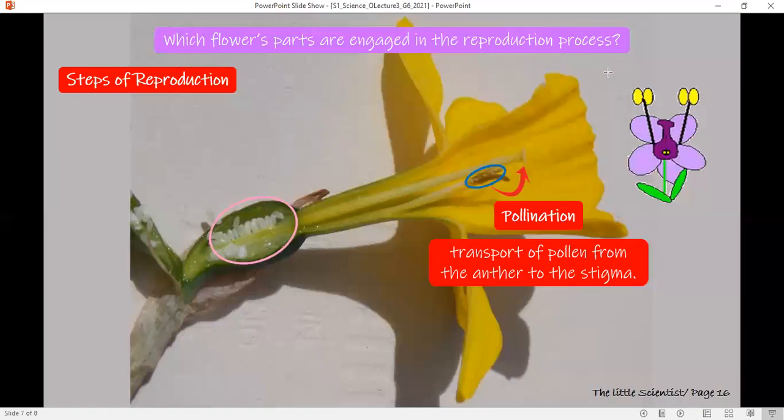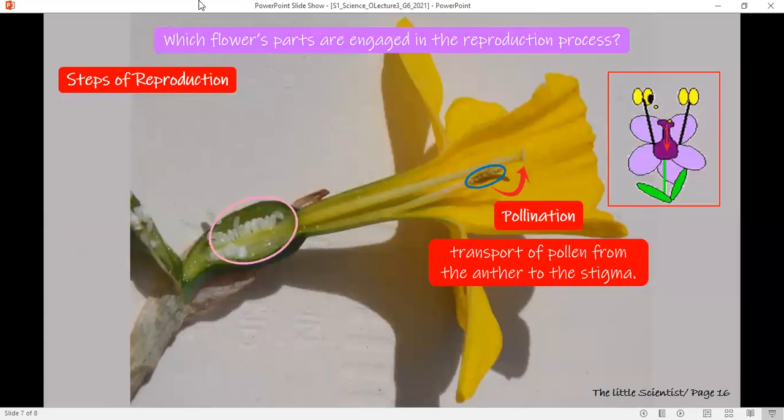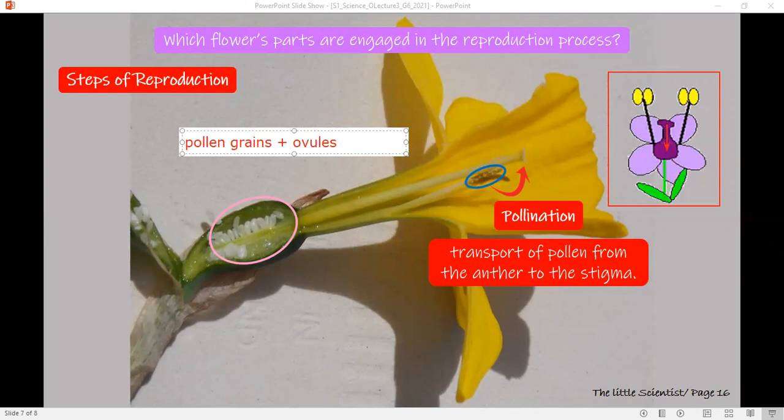Look at here. Pollen grains move to the stigma and then down to the ovary to meet the ovules. When the pollen grains meet the ovules, we will get a seed. So let me write: pollen grains plus ovules will give us seeds.